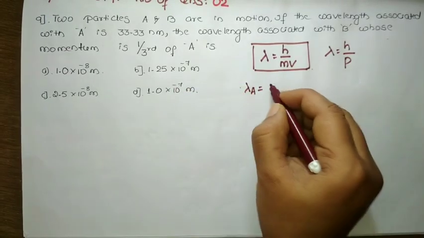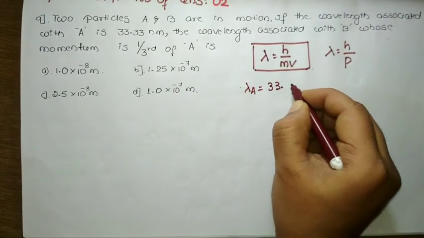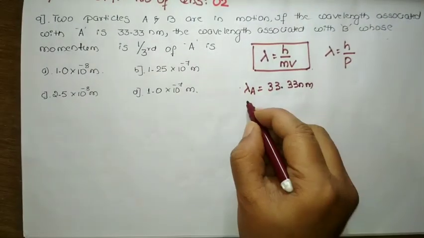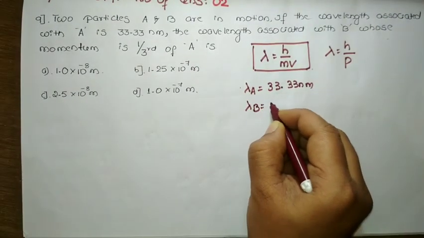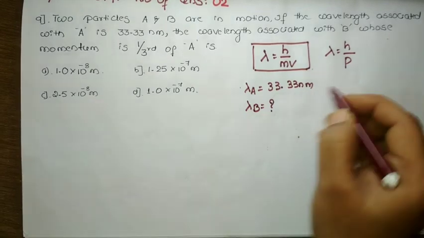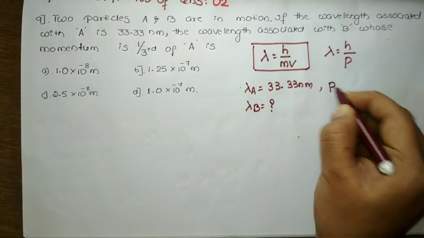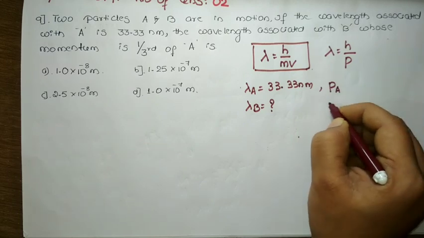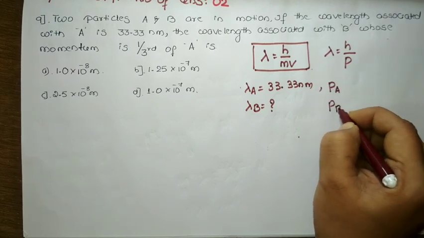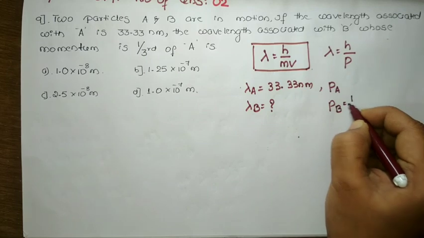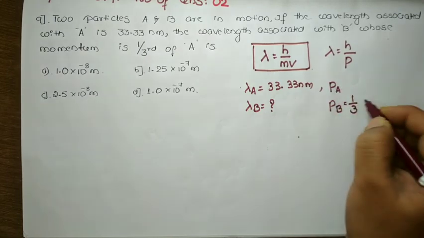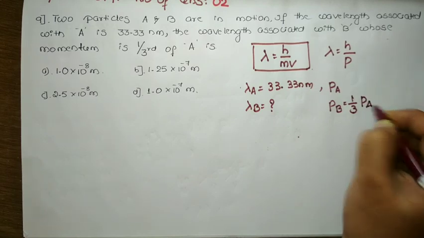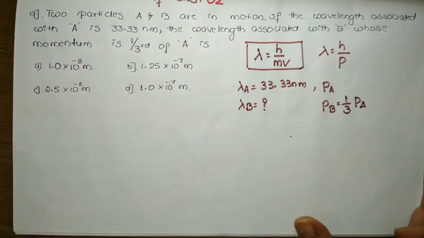Now what they have given: lambda A, the wavelength of particle A, is 33.33 nanometer. What you need to find is lambda B. Have they given the momentum of A? No. But they have given the momentum of the B particle: it is 1/3 of the momentum of A. So this is the condition.